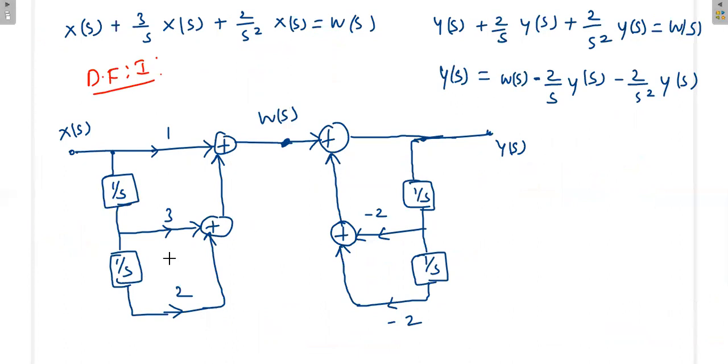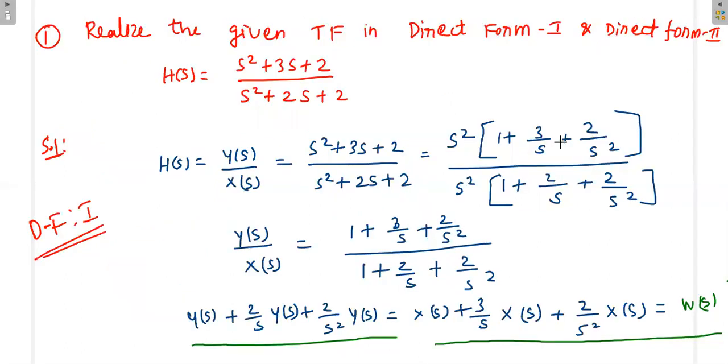What is the another observation? Again, what would be this coefficient? If you see here in the numerator we are having 3 as well as 2, and in the denominator 2 and 2. The direct form 1.